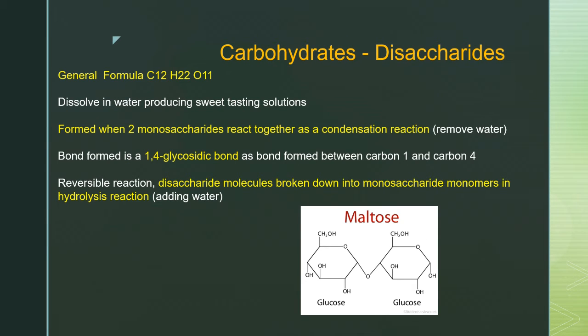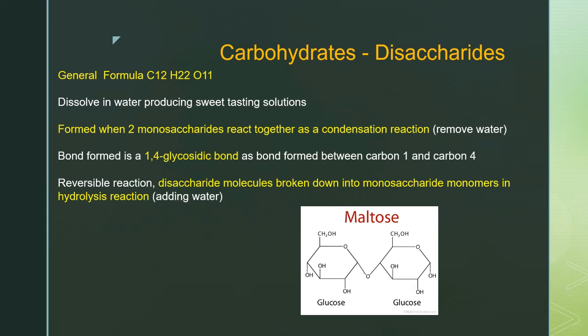Moving on to disaccharides. Their general formula is C12H22O11. You can see the double amount of hydrogens there as the oxygen and carbons. They dissolve in water, producing a sweet tasting solution, and they're formed when two monosaccharides react together in a condensation reaction, which is the removing of water.